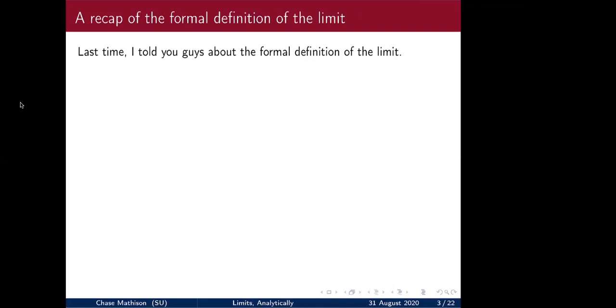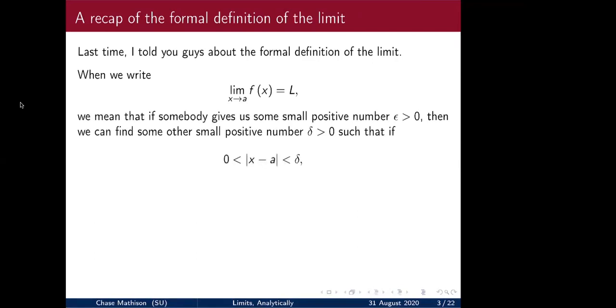Okay, so last time I told you guys about the formal definition of a limit. And so we write that the limit as x approaches a of f of x is equal to L to mean that if somebody gives us some small number epsilon, this guy is called epsilon there, then we can find some other small positive number delta, so that if 0 is less than the absolute value of x minus a is less than delta, then the absolute value of f of x minus L is less than epsilon.